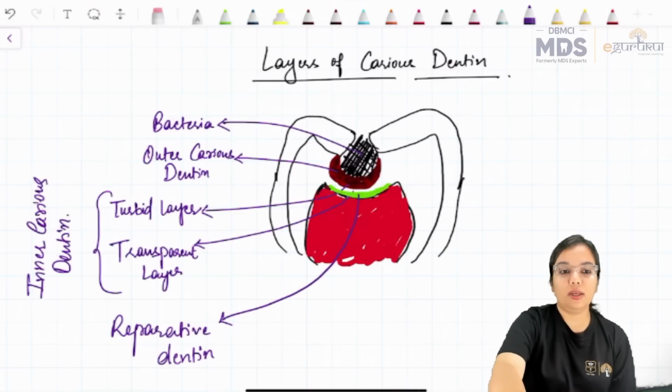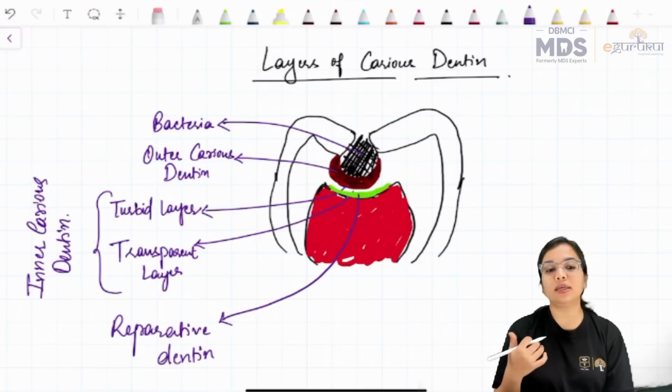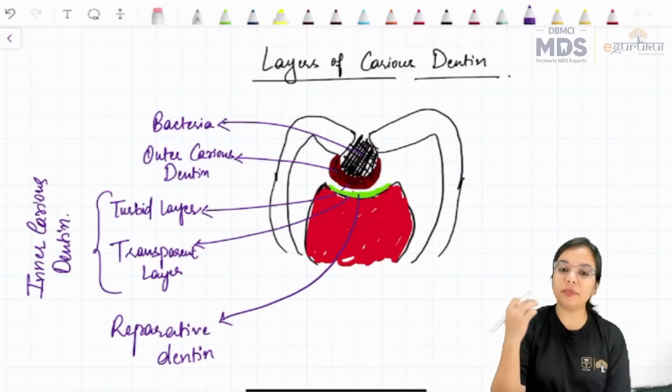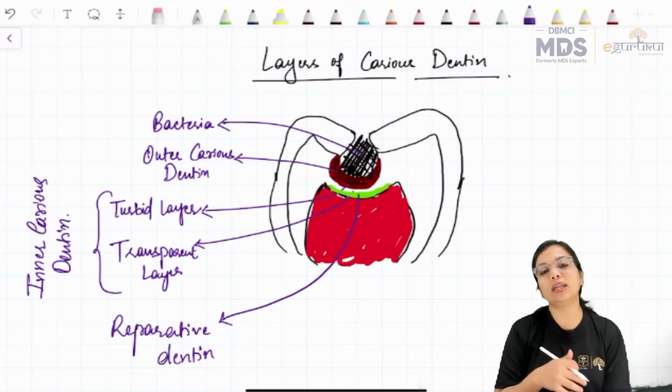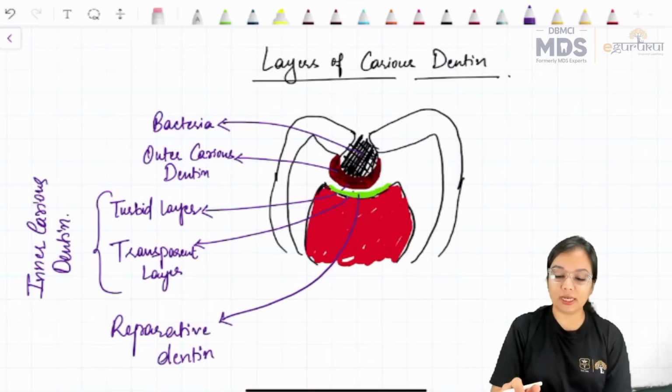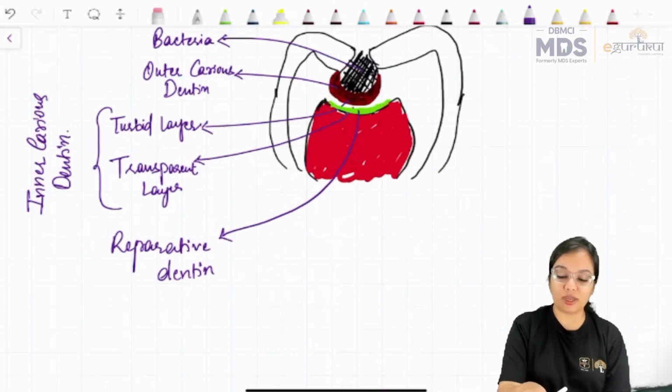Clear? Now the outer layer is the layer that is necrosed, it is soft and brown dentine. The middle layer is a firm discolored dentine and the deepest layer is a hard discolored dentine. So basically these are the layers of carious dentine.